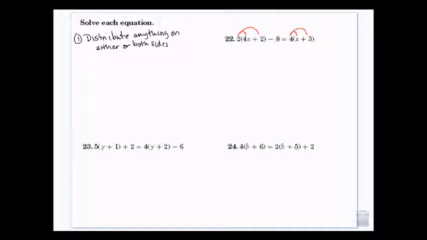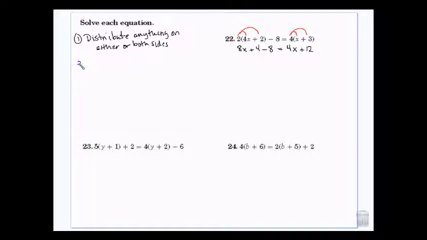Okay, so that's going to give me 2 times 4 is 8. 2 times 2 is 4. The minus 8 that was here just hangs out. 4 times x is 4x, and 4 times 3 is 12. Okay, so that was step 1. I did the distribution.